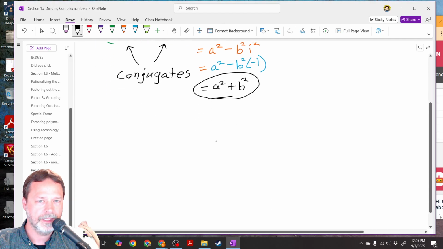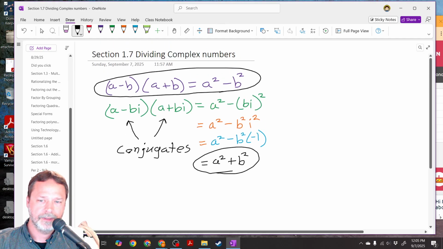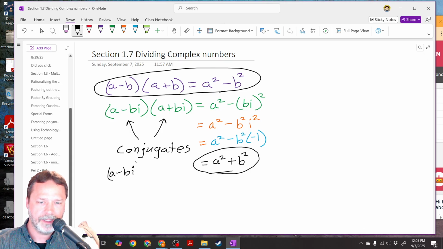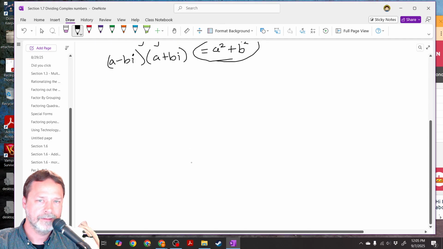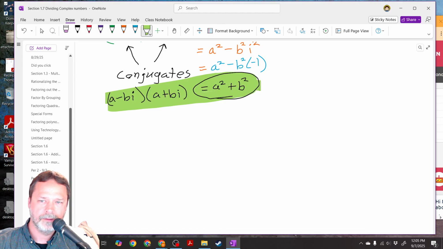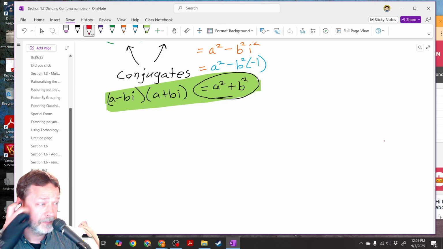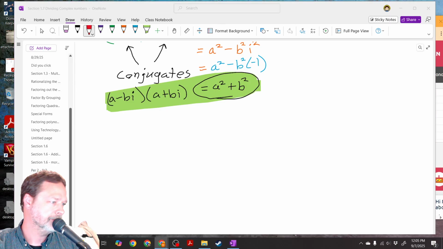Okay, we'll see why. So now that we got that out of the way, that A minus BI times A plus BI equals A squared plus B squared. That's our big takeaway there. Very, very important. Here, we can even highlight it. Great thing to put in notes. Now that we have that, let's take a look at some examples, okay?